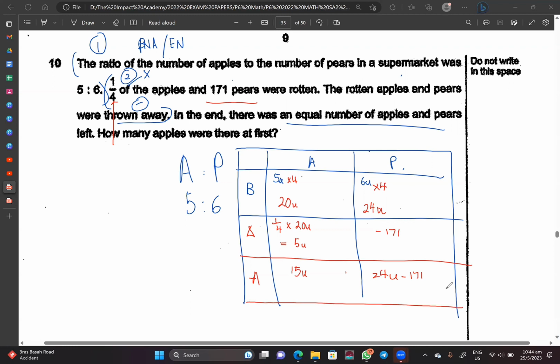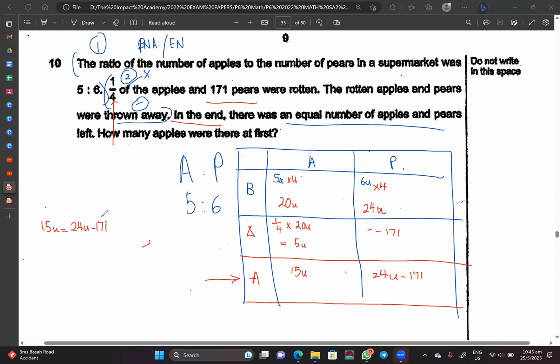Okay? All right, how did I get 24 units minus 171? Very simple, because 24 units is over here, right? Remember, minus 171 is over here. So this minus this is equal to whatever is over here. Okay, now what happens is this. They say in the end, it's over here. Make sense? There were an equal number. So what I want to write down is that 15 units is equal to 24 units minus 171.